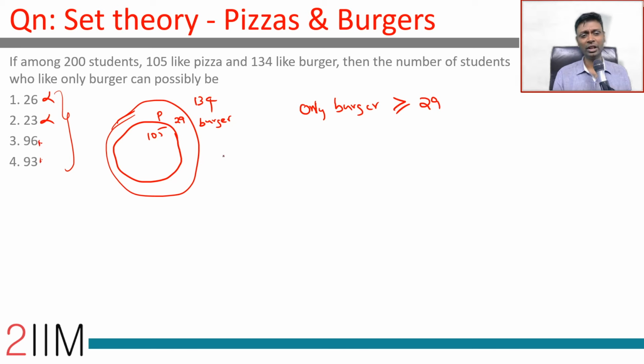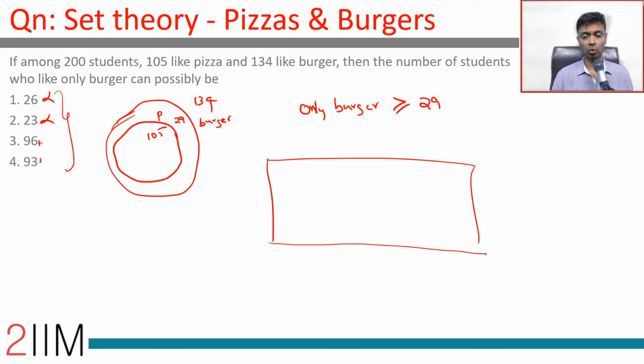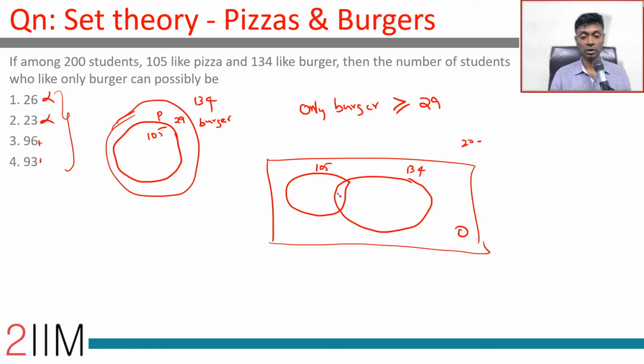Right? So, if we're thinking about the upper bound, then we need to have as few people in pizza and burger. So, we should drag this out. Out of the 200 totally, the pizza and burger overlap should be as small as possible. This is 105. This is 134. This number should be as small as possible. So outside should be zero. Let's say this is X.